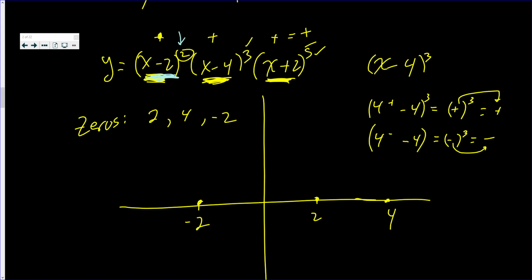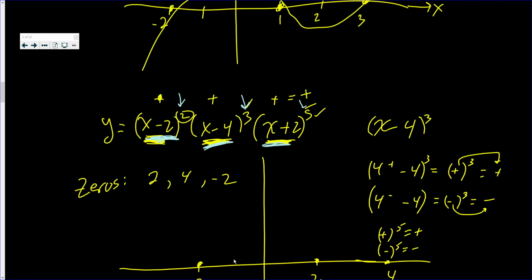And when you raise to the 5th, it won't matter. If you're positive and you raise to the 5th, you're still positive. If you're negative and you get raised to the 5th, you'll be negative. If the powers are odd, the sign changes at 4 and negative 2.